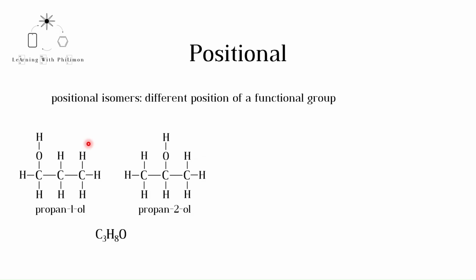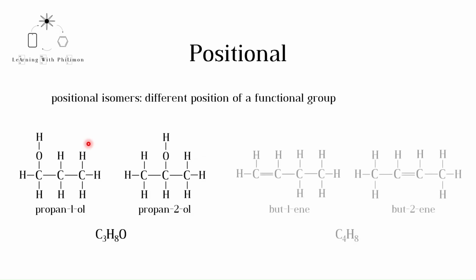Another example of a positional isomer pair is but-1-ene and but-2-ene. In this case, the functional group is the carbon-carbon double bond. In but-1-ene, the first carbon-carbon bond is a double bond, whereas in but-2-ene, the second carbon-carbon bond is a double bond. Like in the chain isomer examples, the only way to convert one isomer to another is to break one or more bonds and form one or more new bonds.